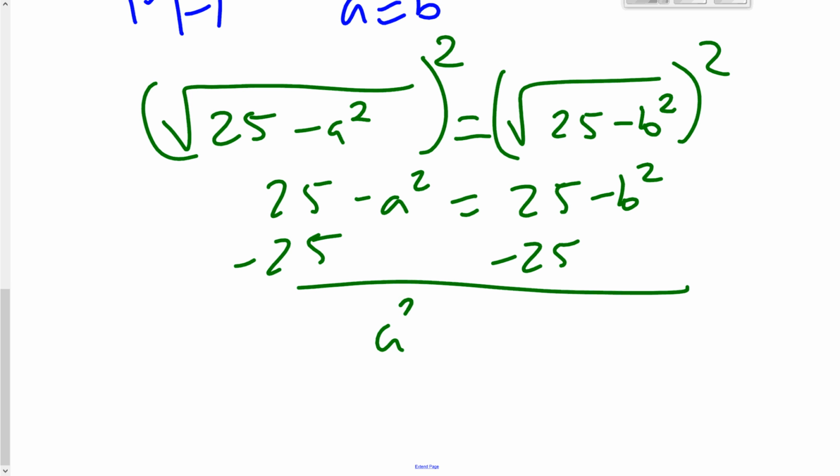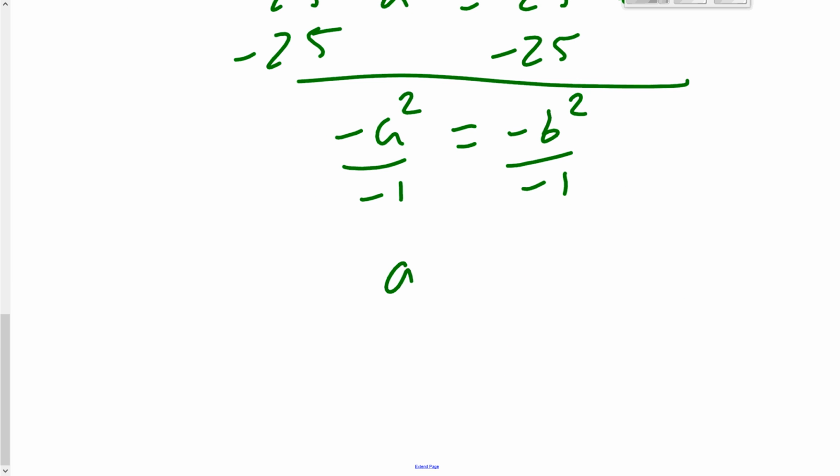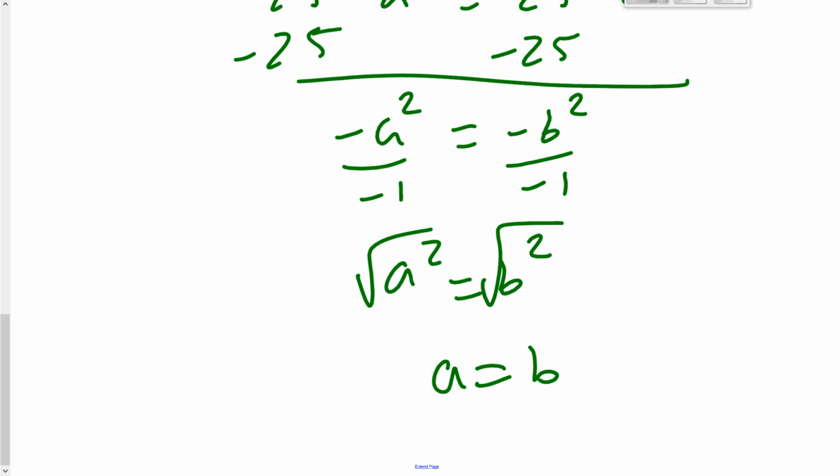And we get minus a squared equals minus b squared, so then we can divide by negative or multiply by negative 1. And we get a squared is equal to b squared. How do you get rid of squared? You square root. What's the square root of a squared? What's the square root of b squared? So you might say a equals b, right? So then it is, right? Then it is 1 to 1.